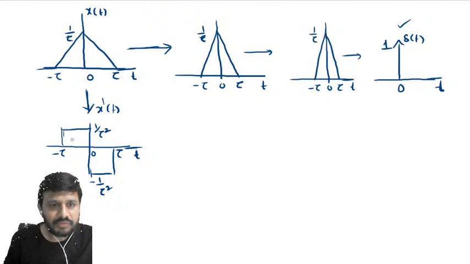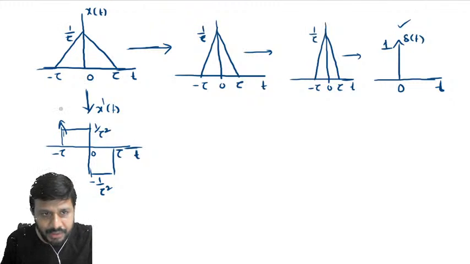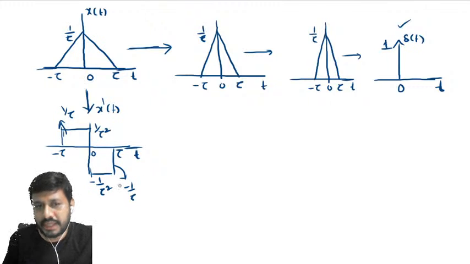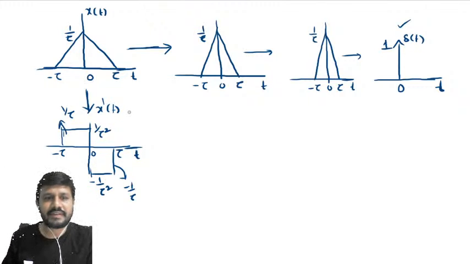Now if you observe, what is the area under x dash of t? Area under x of t is 1. Area under x dash of t is how much? So this area is how much? Here area is 1 by tau. Here area is minus 1 by tau. Right? So this 1 by tau and minus 1 by tau, they get cancelled and resultant area is 0. Right? For x dash of t.